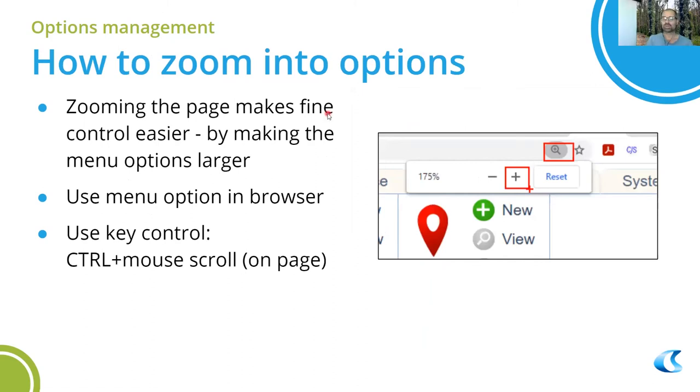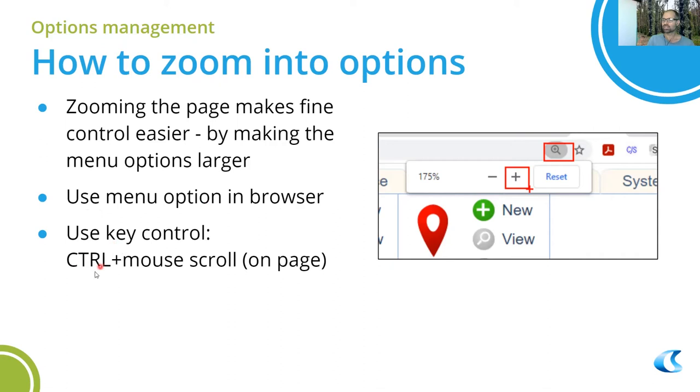Okay, now something that is really helpful, and because I'm about to show you how you can drag and drop these options around, and what it means to drag and drop them around. To help you do this, it's very useful to be able to zoom in to the options, because it's a lot of fine movement. And sometimes even using the mouse is kind of tricky to do. So zooming in makes this finer control easier, and it makes all the menu options larger. So you don't have to be so accurate with your dragging and dropping.